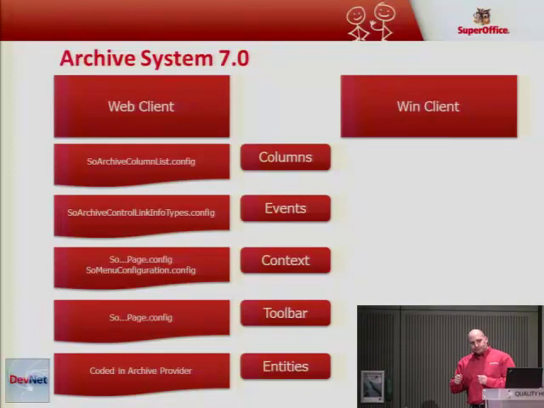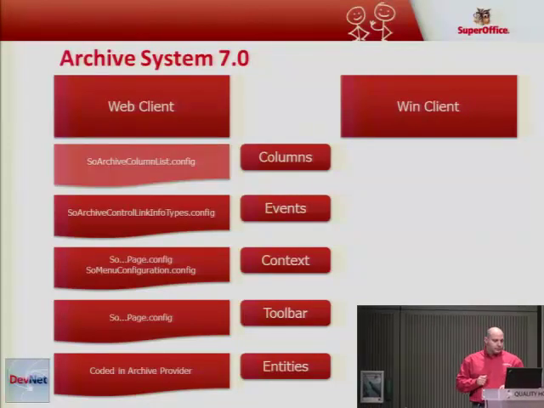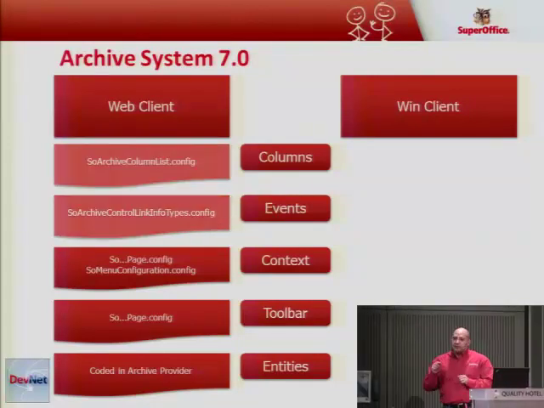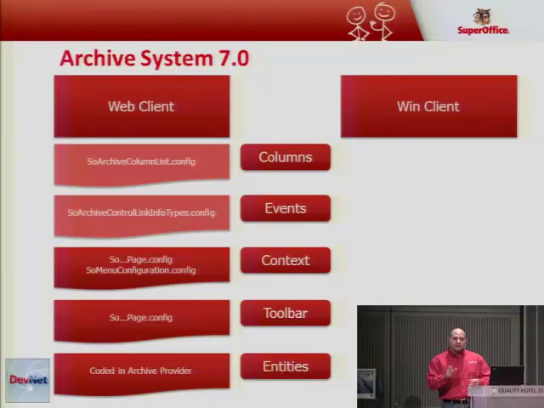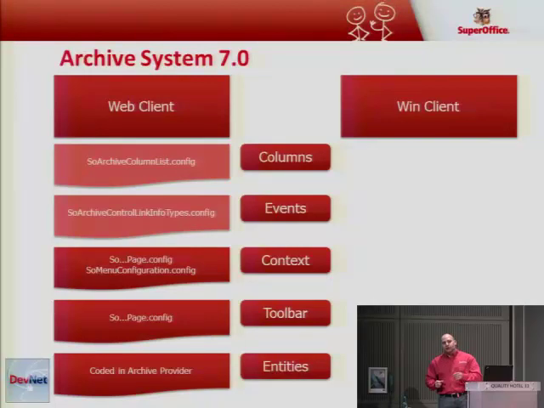When you invoke an action, you're specifically saying a click or a double-click operation. Those actions are basically executed in JavaScript inside the web client. And we define those methods, what's going to happen when we single-click, what currents we want to update, and then what happens or what dialog we want to appear, or where do we want to navigate to inside the client when we double-click. And that information is stored inside the SO archive control link info types configuration file.